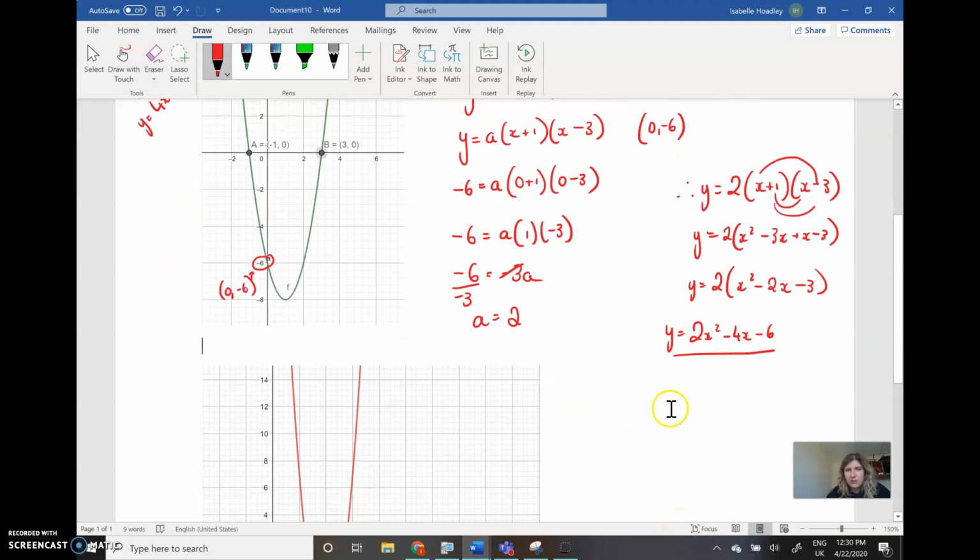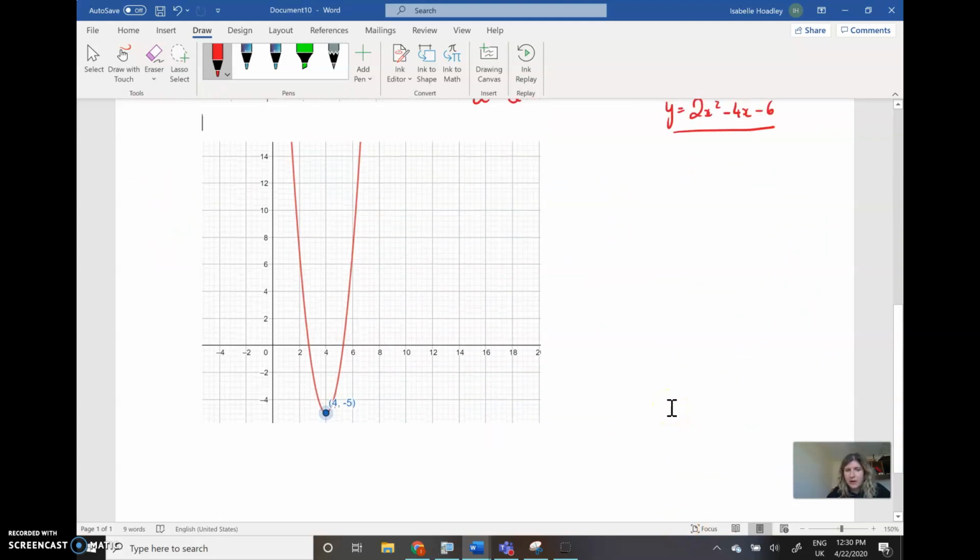Alrighty, looking at the second one here. Now, in this case, we don't have the intercepts. We could probably roughly assume that that's around about 3 and that one's around about 5, but we don't know that for sure. So instead of using our intercept form, we're going to use our turning point form. So our turning point form is this one.